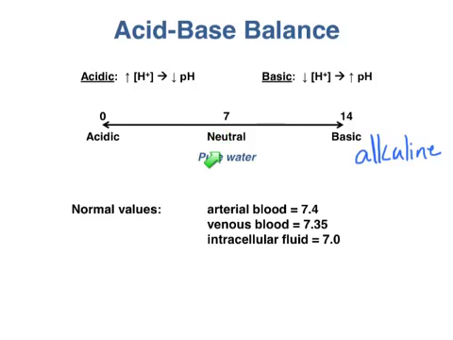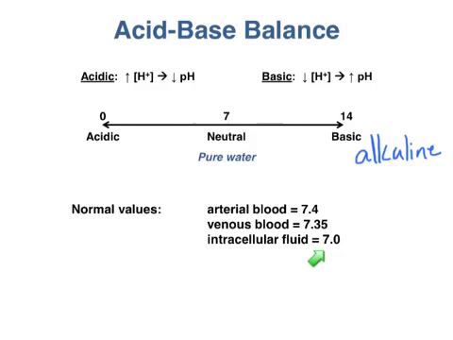Pure water is completely neutral with a pH of 7.0. Arterial blood is typically at about 7.4. Venous blood is a little bit lower at 7.35, and intracellular fluid is even lower at 7.0. Venous blood and intracellular fluid have a lower pH because of the presence of carbon dioxide as a byproduct of cellular metabolism, also from acidic metabolites, if there's lactic acid, for example.